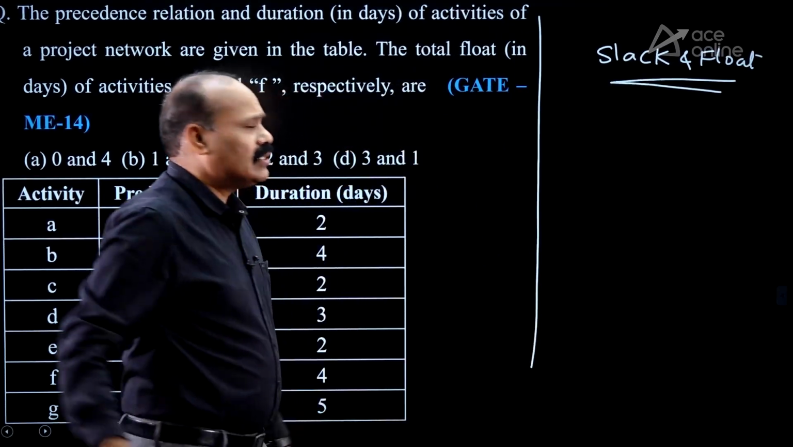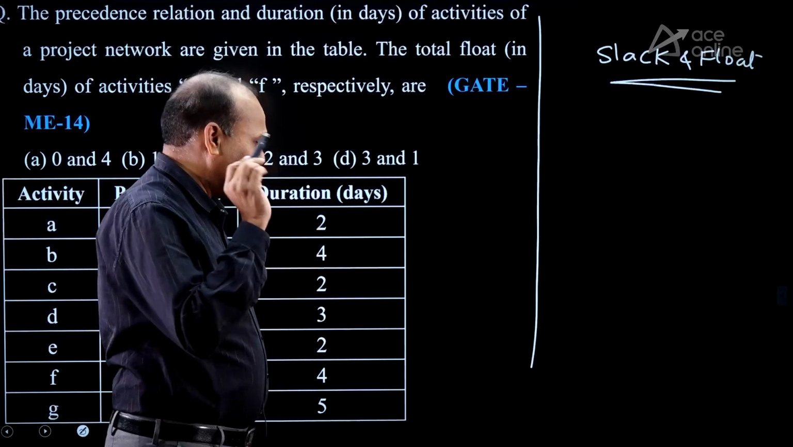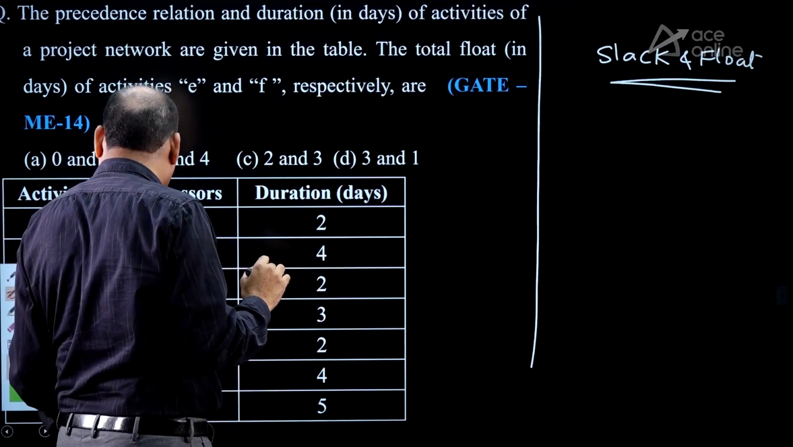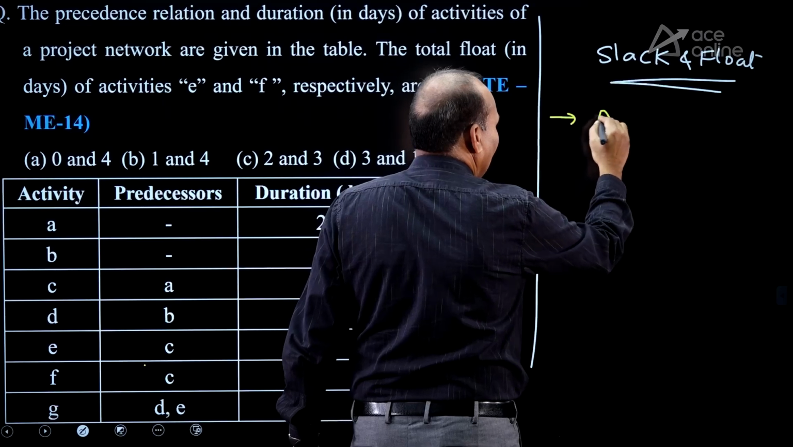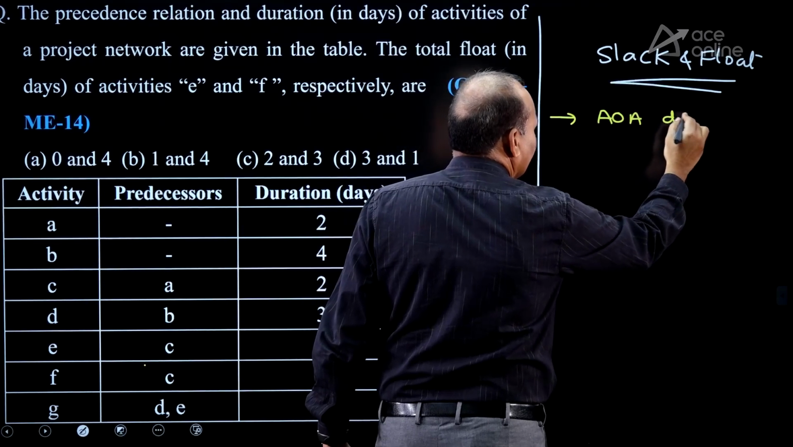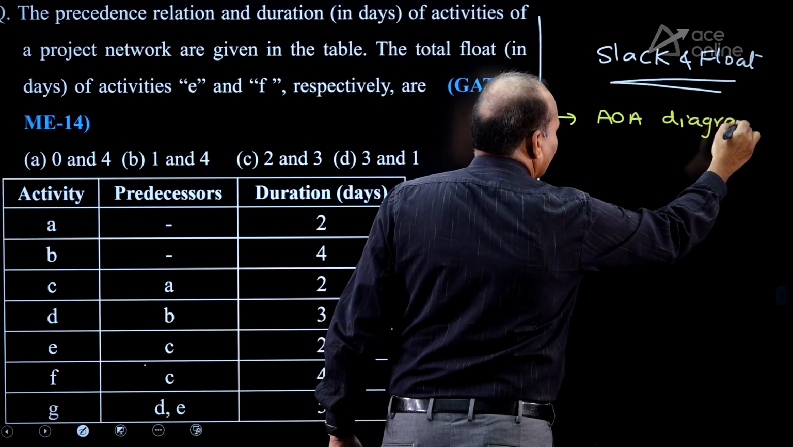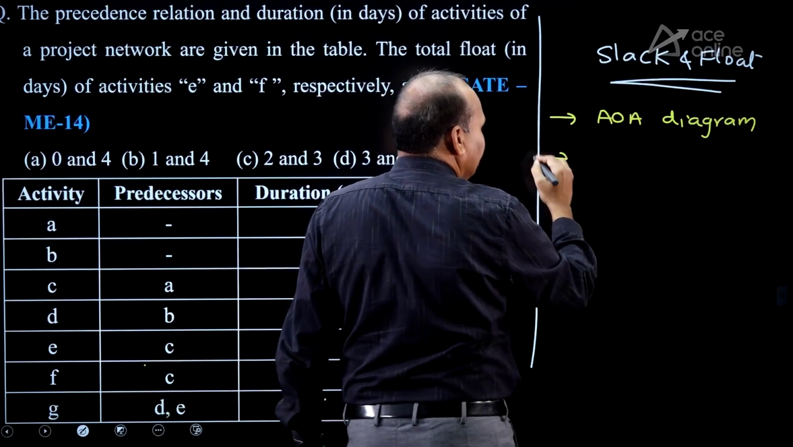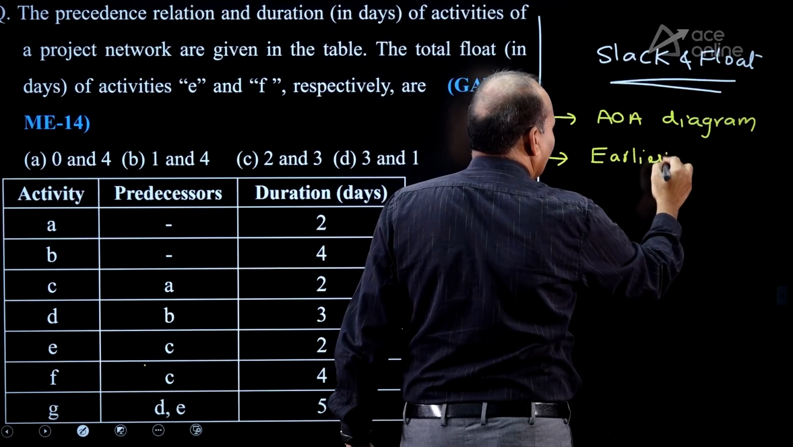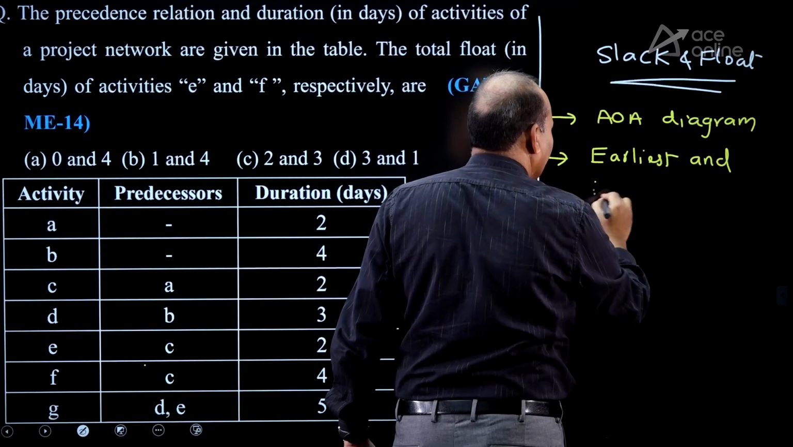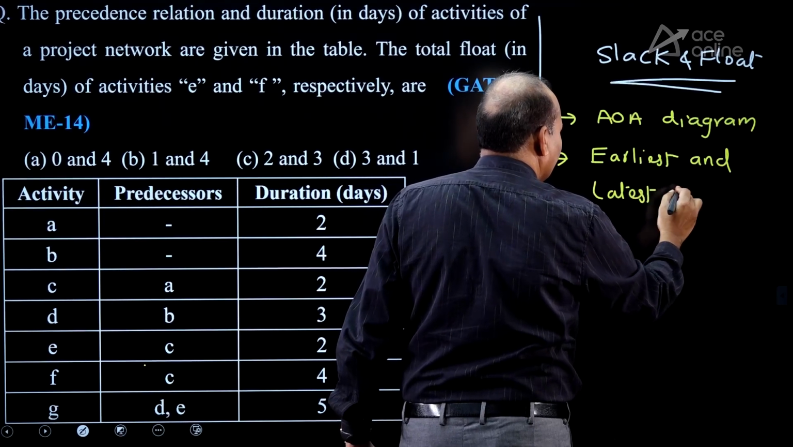In this case, slack and float, we compulsorily have to draw the AOA diagram. So what is the challenging thing in this? The AOA diagram we have to construct. After the AOA diagram, we have to calculate the earliest and latest occurrence times of events.